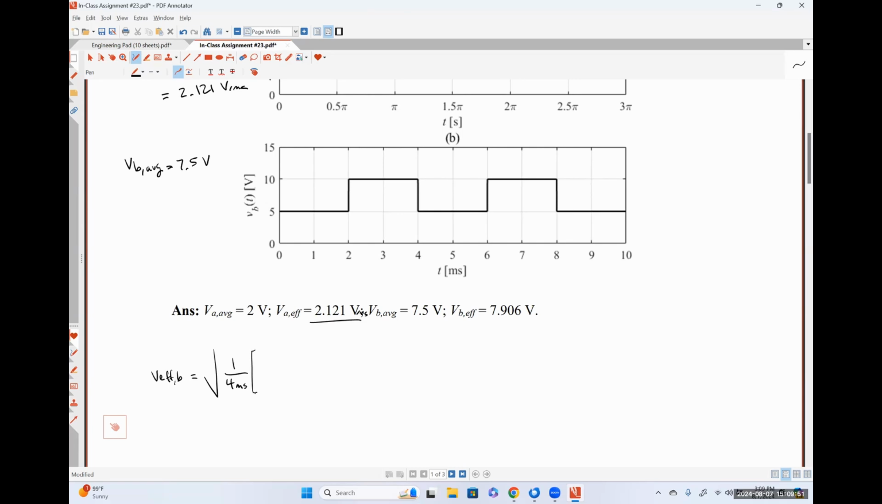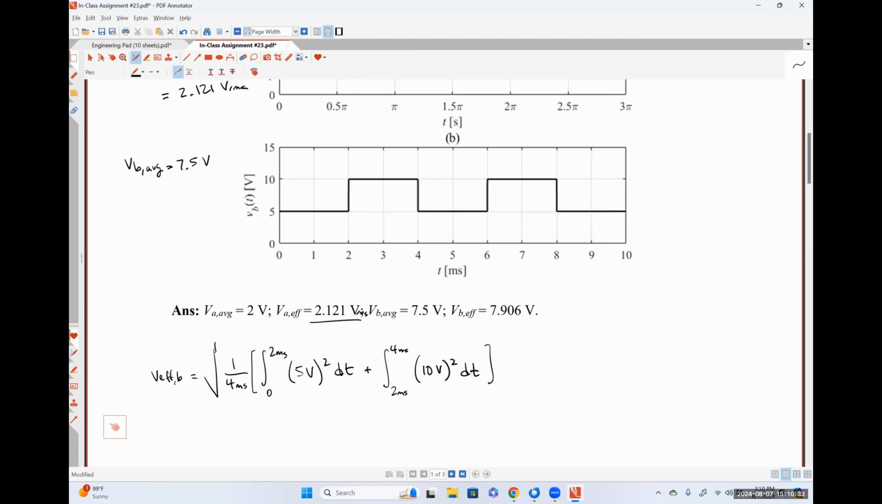There are 2 intervals, so I'm going to split my integral up into 2 intervals. So my first interval is going to be from 0 to 2 milliseconds. What is the value of our signal over the interval from 0 to 2 milliseconds? 5 volts. All right, so 5 volts squared dt plus the integral from 2 milliseconds to 4 milliseconds. What is the value of our waveform over the interval from 2 milliseconds to 4 milliseconds? 10 volts. 10 volts squared dt. Thank you, Haley.